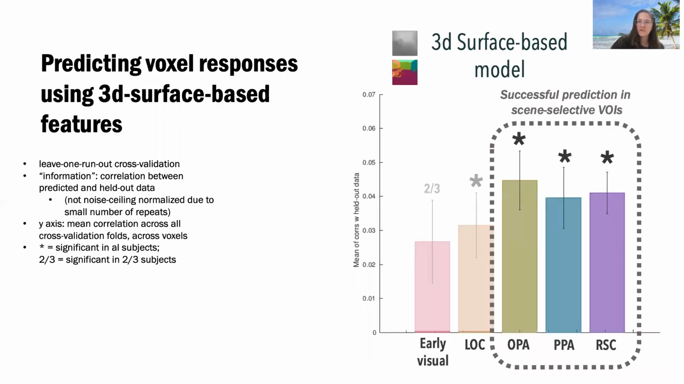I've highlighted the prediction performance of this model in scene-selective regions, and you can see we're able to significantly predict responses, even using these estimated 3D features, even on naturalistic images. I did hypothesis tests for individual subjects by creating a null distribution by shuffling the image labels of the held out data. So here, the stars mean that this information is significant for all subjects, and then the 2 out of 3 is the number of significant subjects for the ones where not all were significant. For those who are interested, I can talk more at my poster about variance partitioning results versus a 2D Gabor wavelet baseline model.